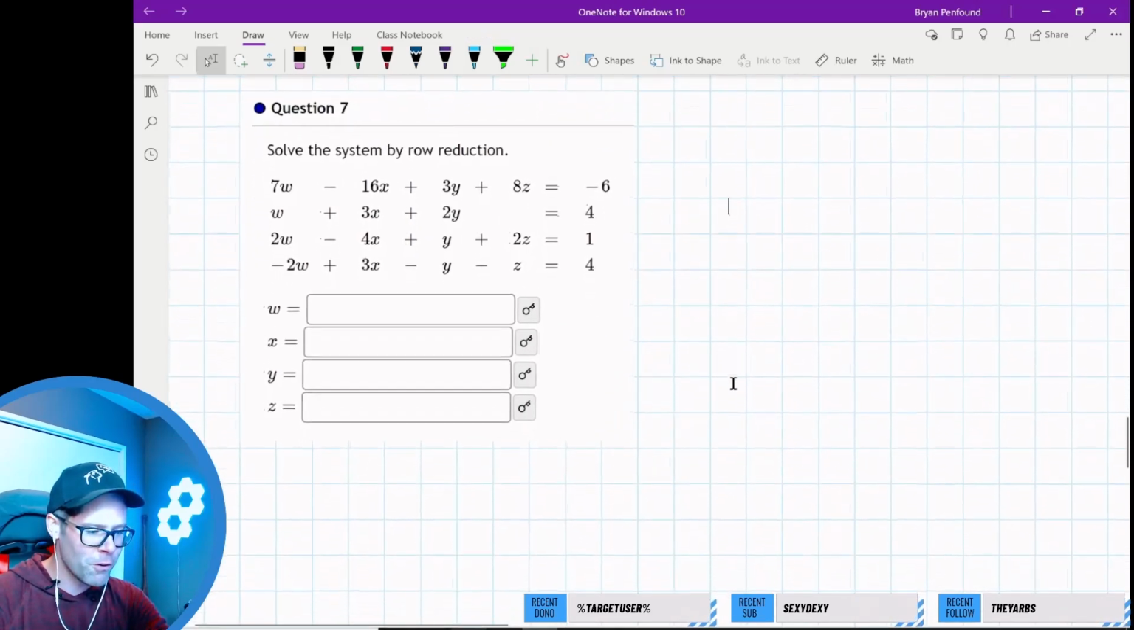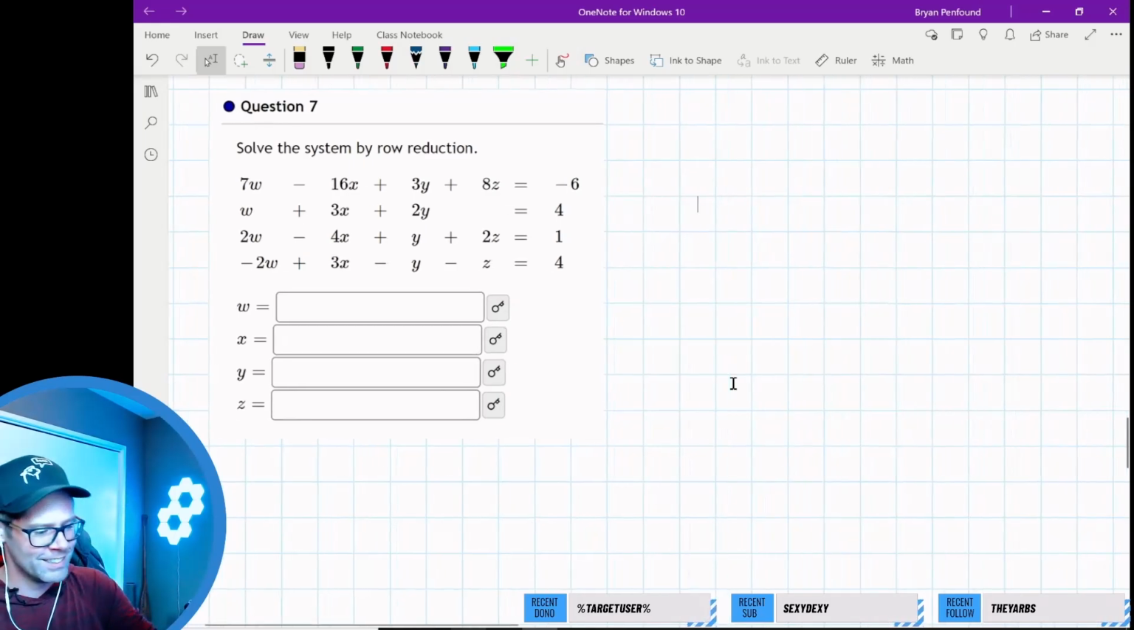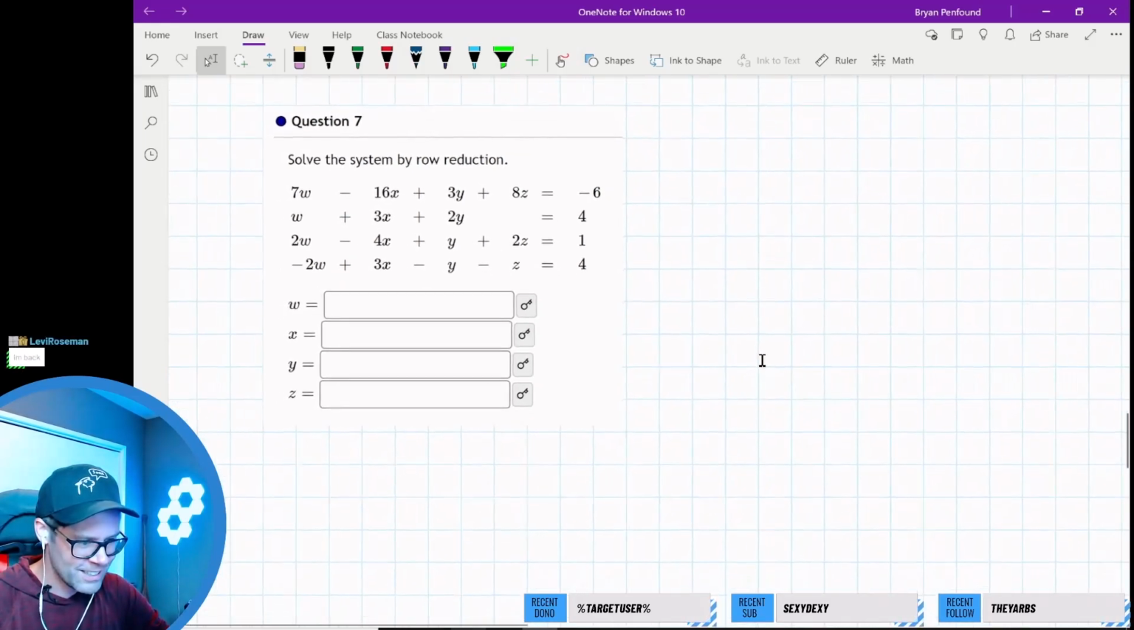Ooh, a 4x4 system? Oh man, that's so gross.